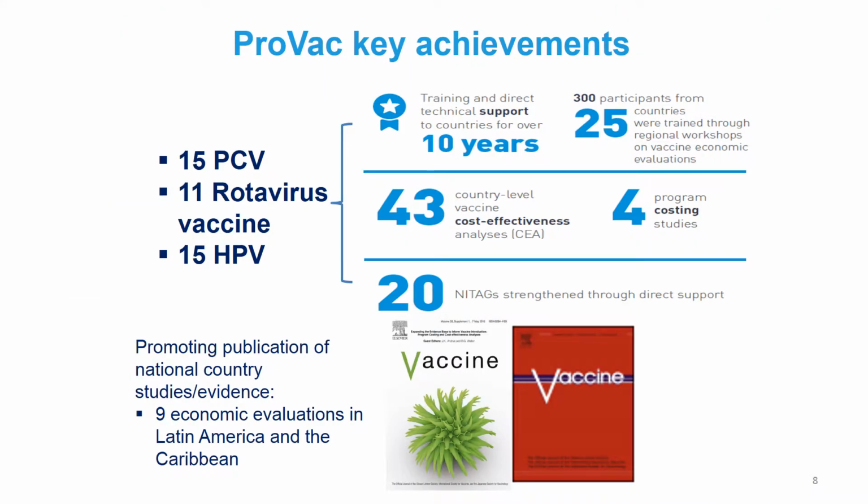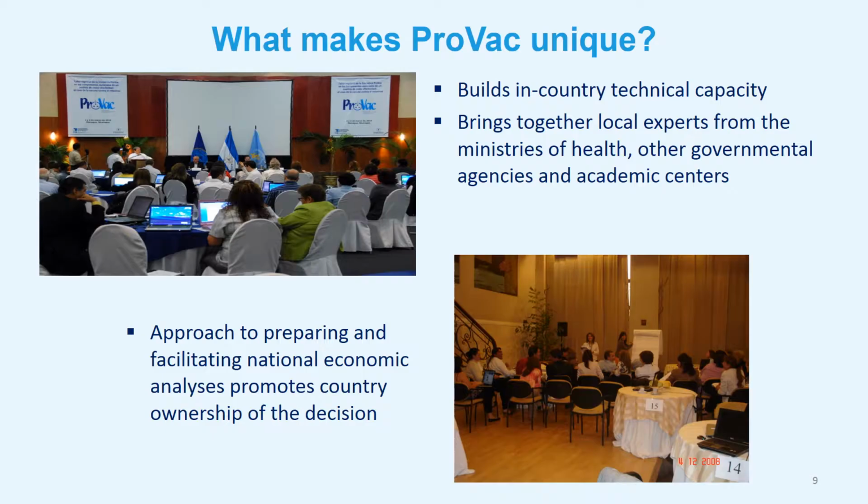Among the initiative's key achievements are the training of over 300 professionals from 25 countries, supporting 17 national multidisciplinary teams with cost-effectiveness and costing studies, and contributing to the strengthening of 20 national technical advisory committees on immunization through peer collaboration. Much of the success of the ProVac initiative is due to its unique approach for supporting countries.